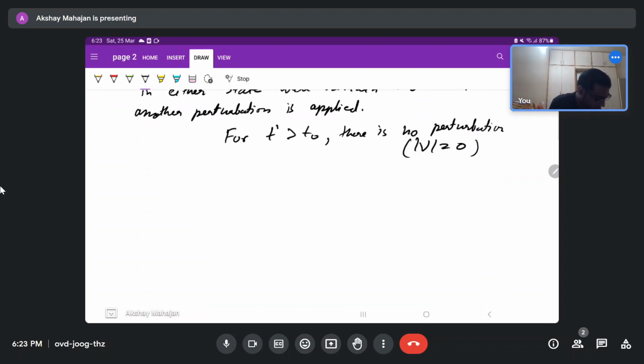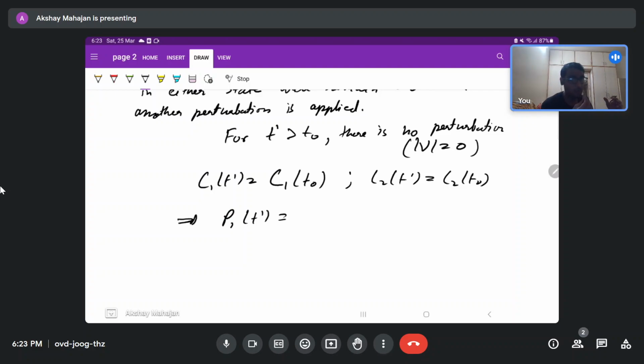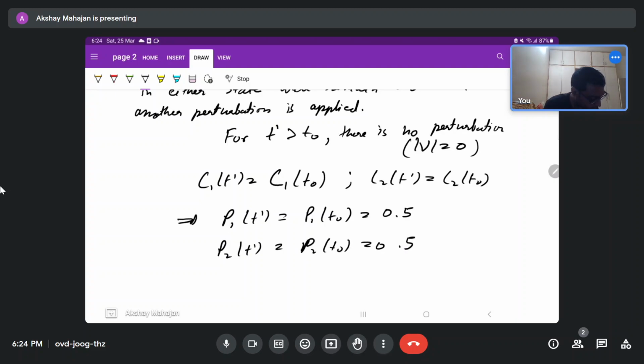In that case, C1 of T prime will be equal to C1 at T naught, and similarly C2 at T prime will be equal to C2 at T naught. So the probabilities will be frozen. P1 of T prime will be equal to P1 at T naught, which is 0.5. Similarly, P2 at T prime is equal to P2 at T naught, which is also 0.5. So this is how we create this kind of system.